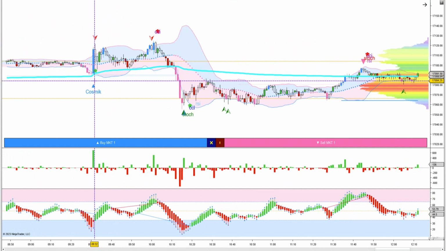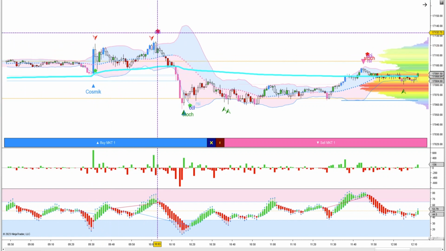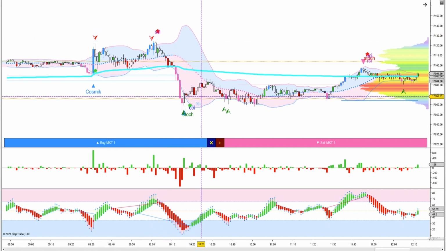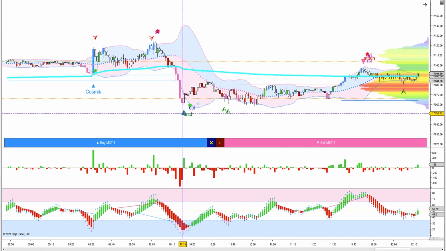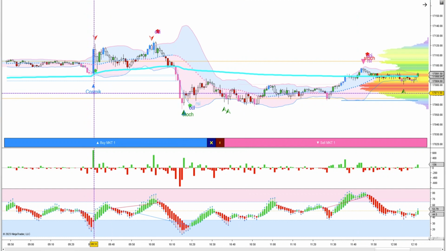Right out of the gate, 9:30 a.m., we had some wild price action. Once the markets calmed down, we had some more CCI reversal, triple reversal to the upside, some Bollinger reversals, a multi-overbought, oversold reversal to the upside. We had one cosmic signal today.